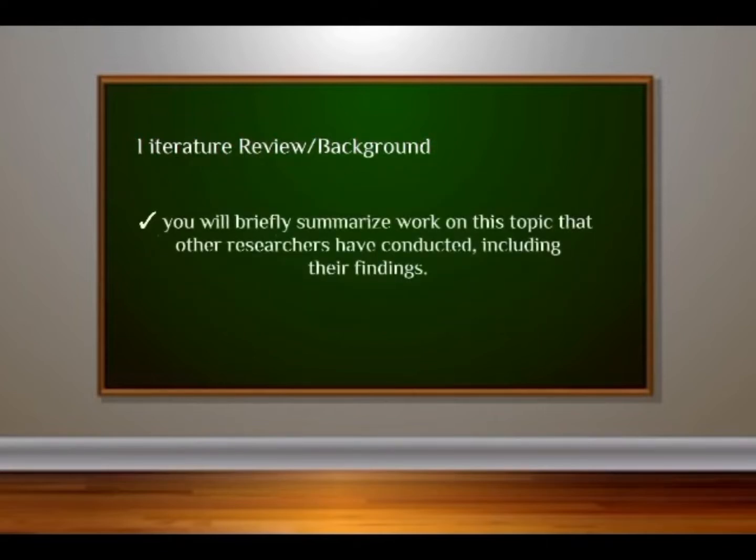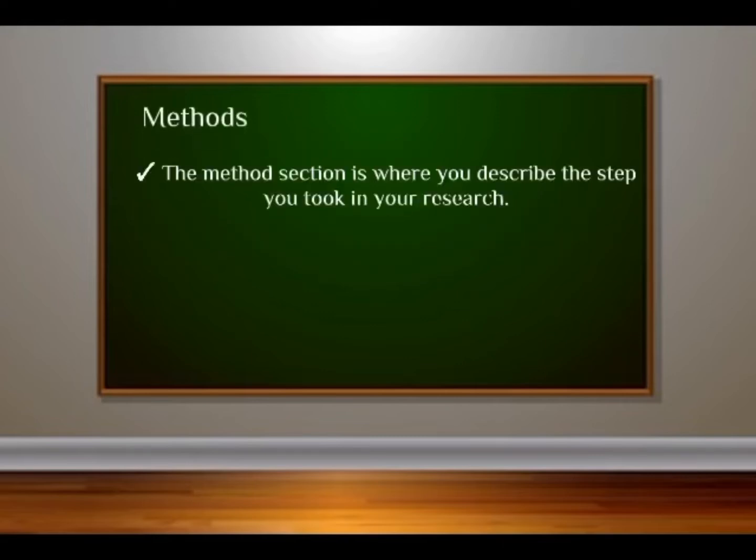Literature review or background. In this section, you will briefly summarize work on this topic that other researchers have conducted, including their findings. You can also provide any background information on the topic that your readers should have before you present your own work. Next is methods. The methods section is where you describe the steps you took in your research. For example, you can describe the methodology you used to build your study, the sampling method you used to obtain survey participants, and the steps you took in a scientific experiment.